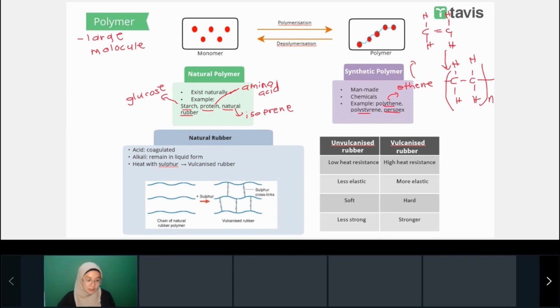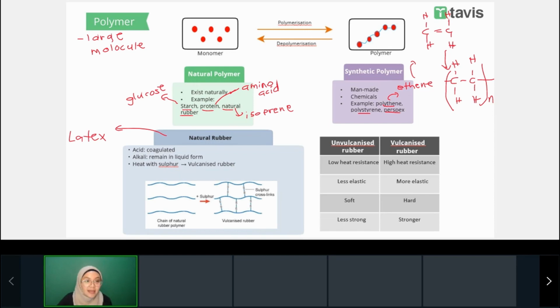Now, how about natural rubber? Let's go to natural rubber. Natural rubber is the milky fluid that is tapped from rubber trees. So we call it latex. Latex from the rubber tree. Now we have latex. Latex will undergo a process to become natural rubber.